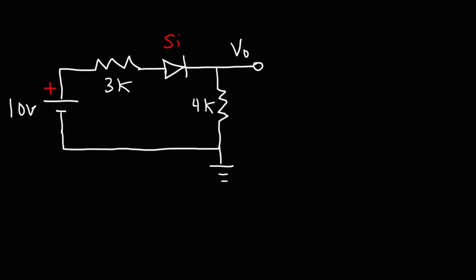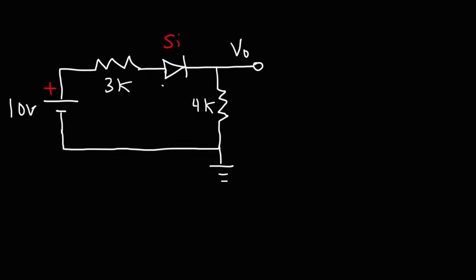Go ahead and try this problem. Calculate the output voltage and the current flowing through the 4K resistor. Now we're going to do this two different ways: the quick and simple way, and also the way that you need to do it if you have a test where you have to show your work.